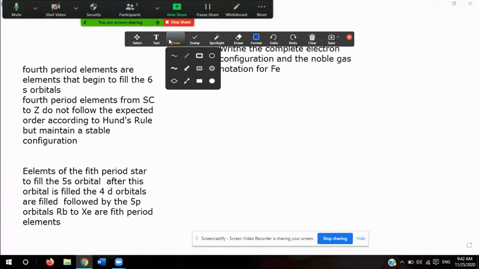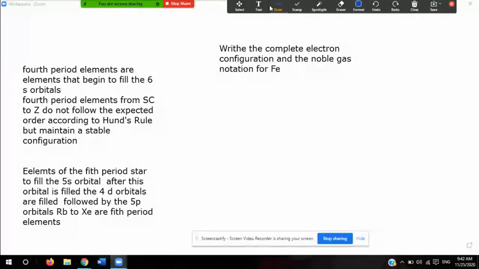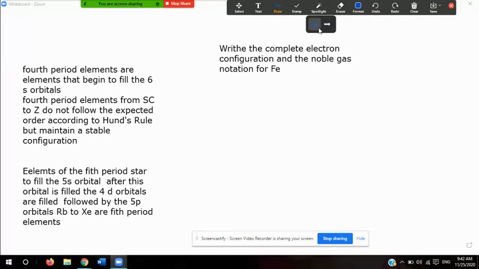What we did in class today was review a little bit of elements of the fourth period. And we talked about some of the exceptions of the elements to Hund's rule. We said that elements of the fourth period are elements that begin to fill, and it says the 6s. Obviously, that is a mistake. Let's see if I can correct that real quick.